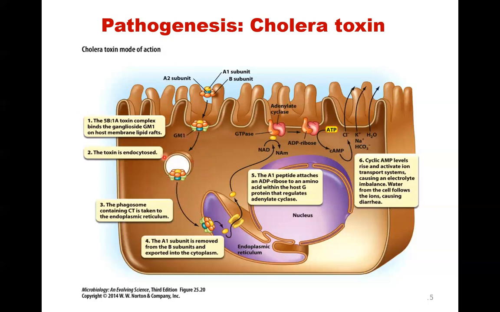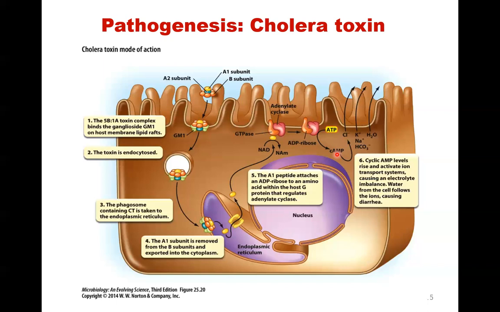Within the phagosome, the toxin is transported into the endoplasmic reticulum. At this site, the A subunit detaches and finds its way back into the cytoplasm to mediate the production of cyclic AMP. Now, the presence of increased cyclic AMP within the enterocyte is to reverse the absorptive function of the enterocytes. Remember that the enterocytes will absorb nutrients.